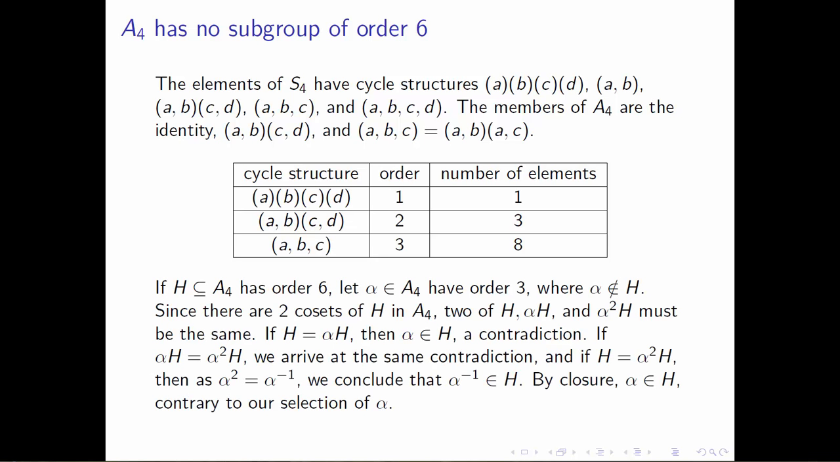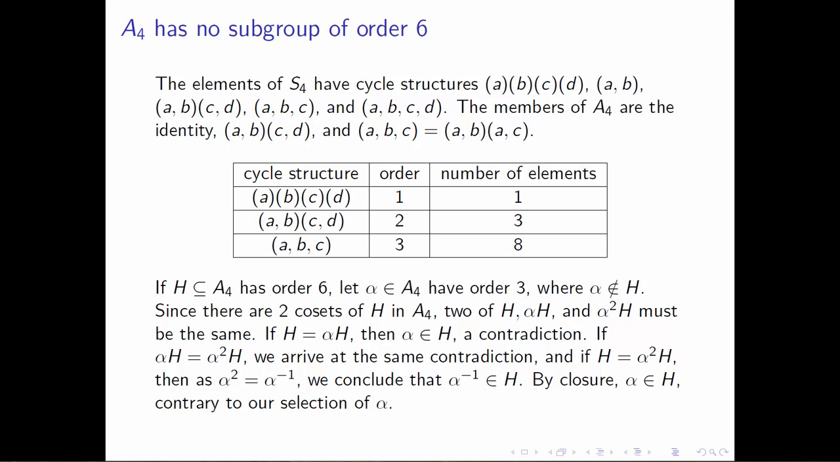And now we want to use this information to argue that A4 does not have a subgroup of order 6, even though 6 is a divisor of 12, which is the size of A4. So let's argue by contradiction. Let's suppose that H is a subgroup of A4 and that it does have order 6.